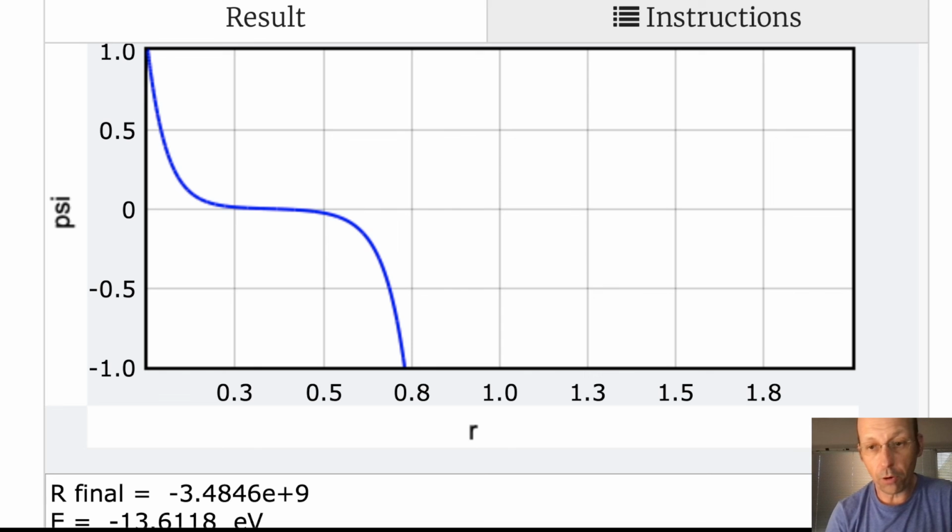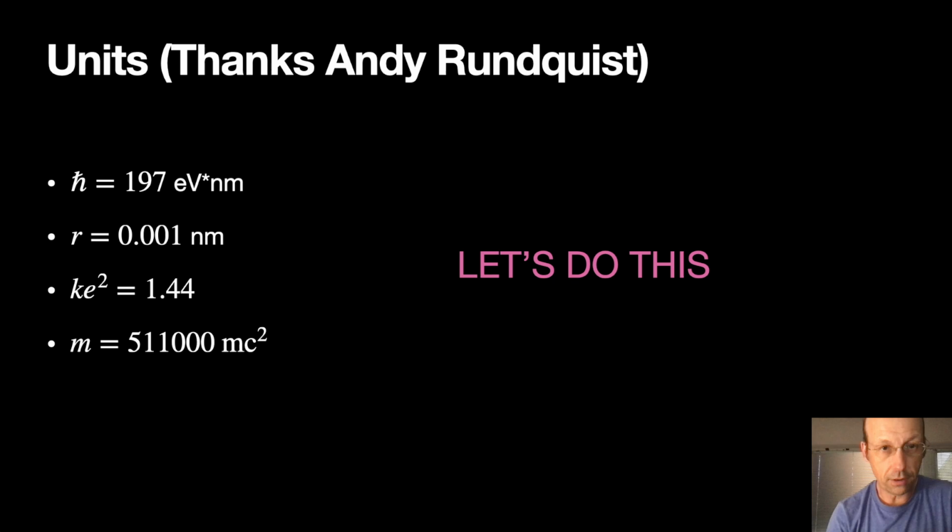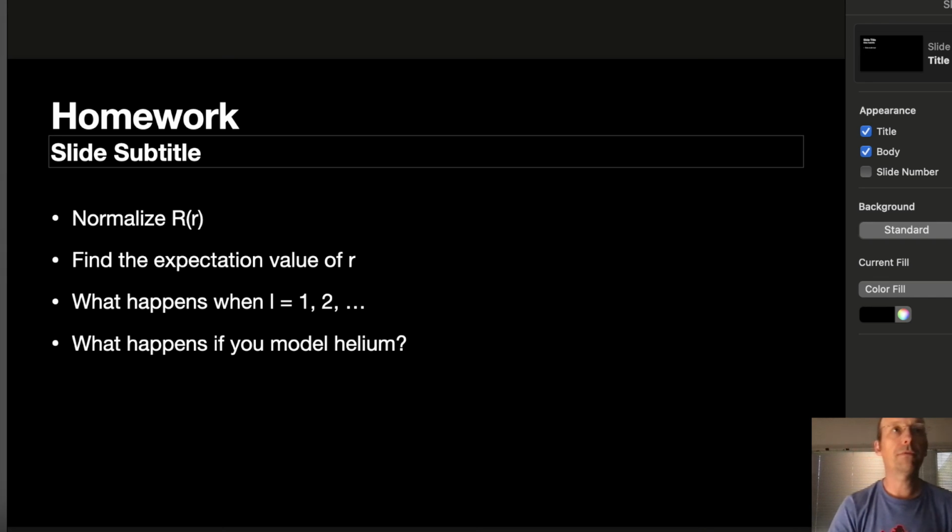Okay, now one more thing. I do have some homework questions for you. If I switch back over here. Homework. Oops, that's not the homework. That is homework. Okay. So it's not normalized. And I didn't normalize it because it's already a 30-minute video and I didn't want to spend time normalizing. But you could normalize it. It's not too hard. Integrate over all values of r star r dr from 0 to infinity, which would be 2, and make it equal to 1. Find the expectation value of r. Try changing L to 1, 2, 3. I did that and it blew up and I'm not sure why. And then try helium. So those are some things you can try.